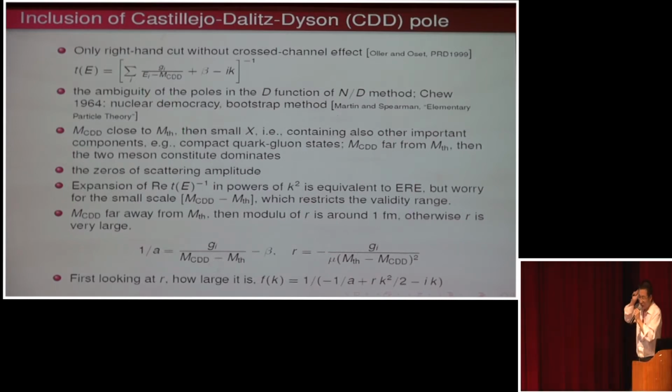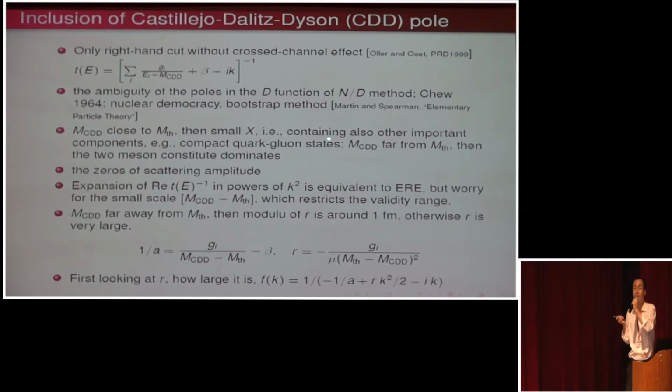You should learn the words crossing symmetry, analyticity, and unitarity. That means there was a theory in the 1960s in Berkeley, by the very famous Geoffrey Chew, before quantum field theory. And you can implement all the quantities in the N over D method in a dispersion relation.